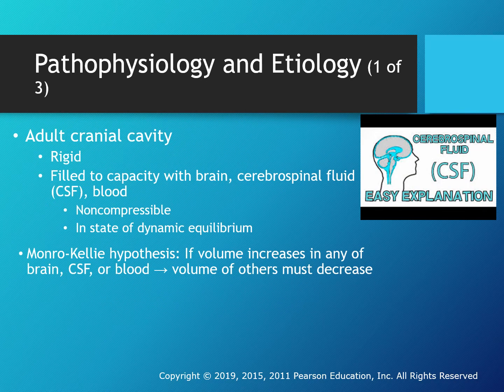So what is our patho? In adults, the rigid cranial cavity created by the skull is normally filled to capacity with three essentially non-compressible elements. So you have the brain, 85%, CSF, 5%, and blood, 10%. A state of dynamic equilibrium exists. If the volume of any of these components increases, the volume of the others must decrease, and that's the Monro-Kellie hypothesis that we talked about in the concept.